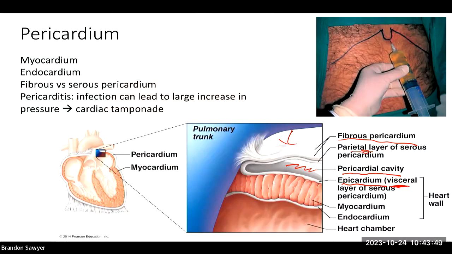Okay, and then we move down into the myocardium, right? Just the heart layer of the muscle. And then finally the endocardium, which is really just endothelial tissue lining the interior chambers of the heart. Okay, pericarditis is when we inflame this membrane, right? We inflame this pericardium in one way or another. Okay, pericarditis is that infection that leads to that. It can be fatal, right?